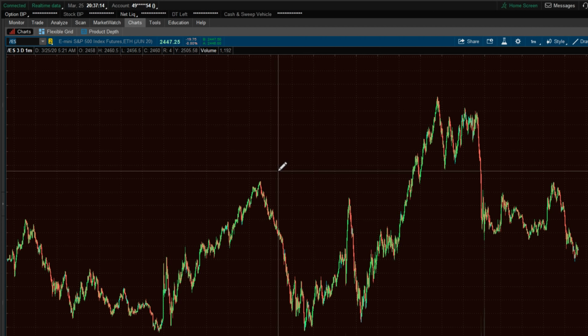And like I say, you can argue the reasons for that all day long, but an easy way to get around PDT is, number one, you can just swing trade and don't take any day trades, or you can go to a cash account and trade options.